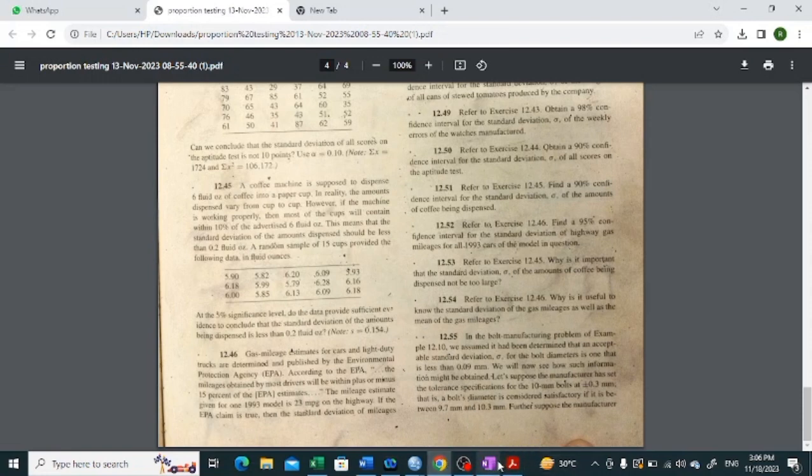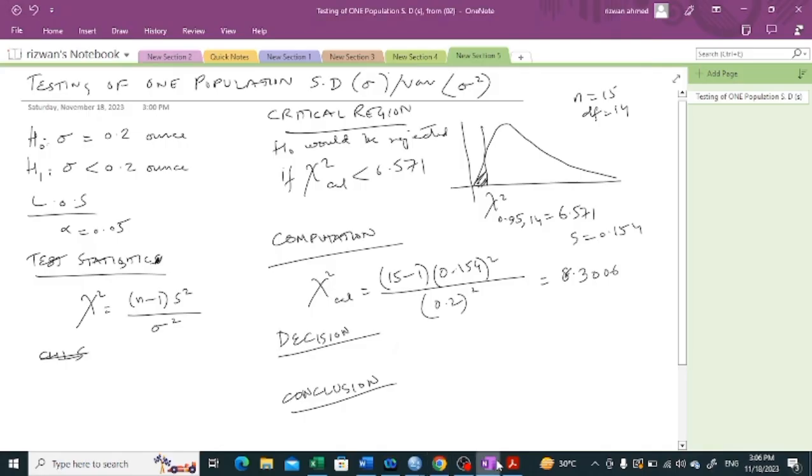Over here, we can notice one thing, that for the machine to be working appropriately, the standard deviation of the amounts being dispensed by the machine should be less than 0.2 ounce. And in that case, we expect it to be rejected. The non-rejection over here of H naught does mean that machine is not working properly and it needs a repair.